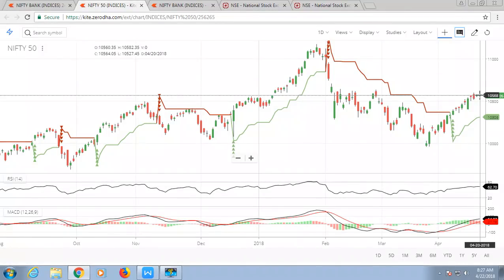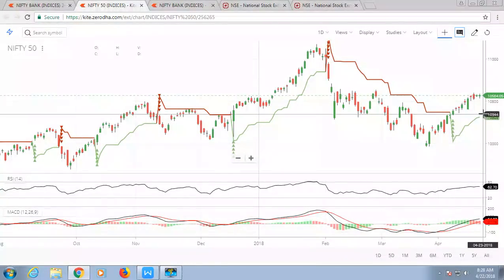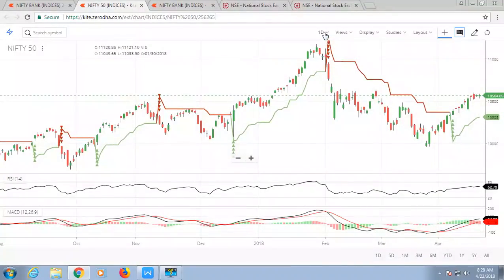Now if we check the closing and opening price for the Nifty, closing was 10,564 and opening was 10,560. Highest was 10,582 and 10,527 was the lowest price. If you check the closing and opening, there is just a 4 points difference. So we can say Nifty gained only 4 points and closed. But the important thing is Nifty actually gained. It is in green.